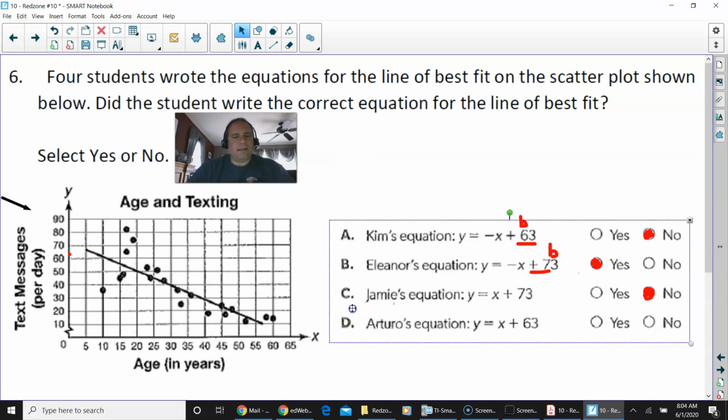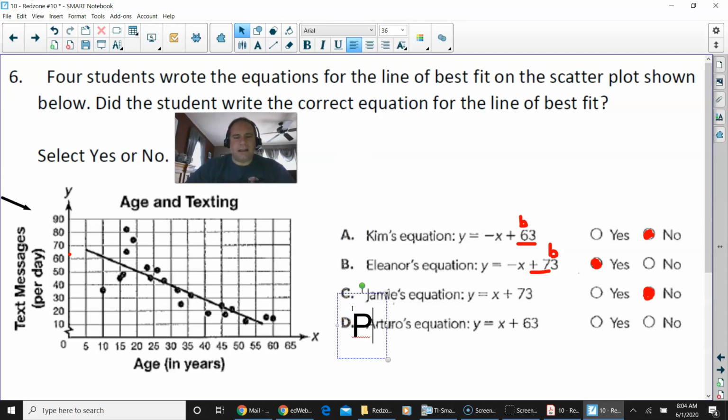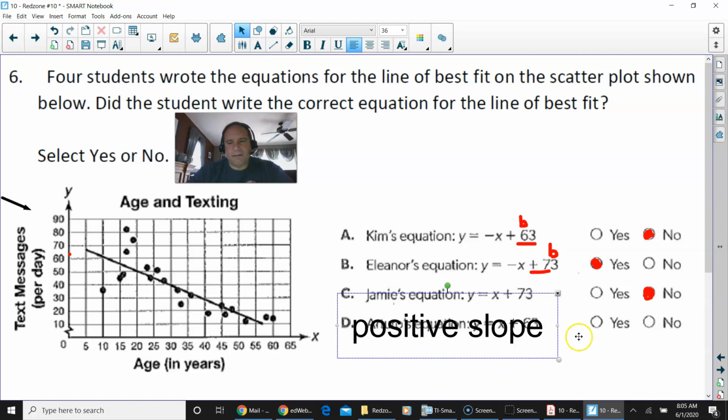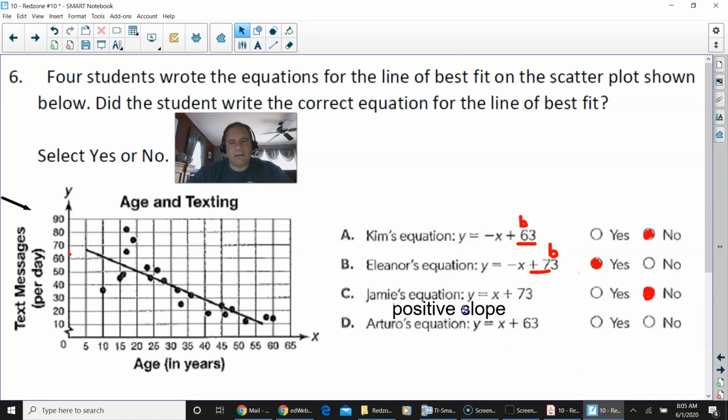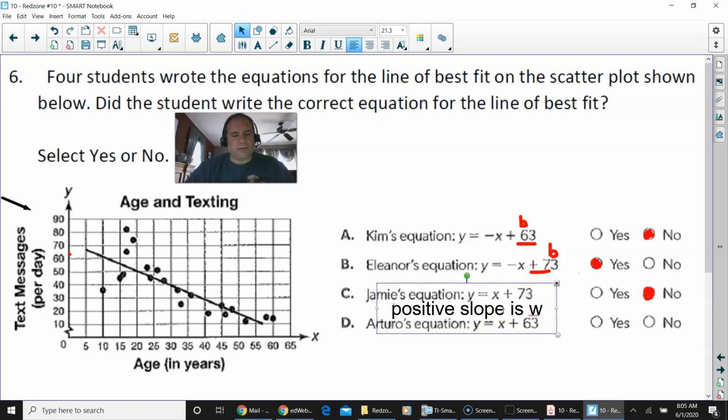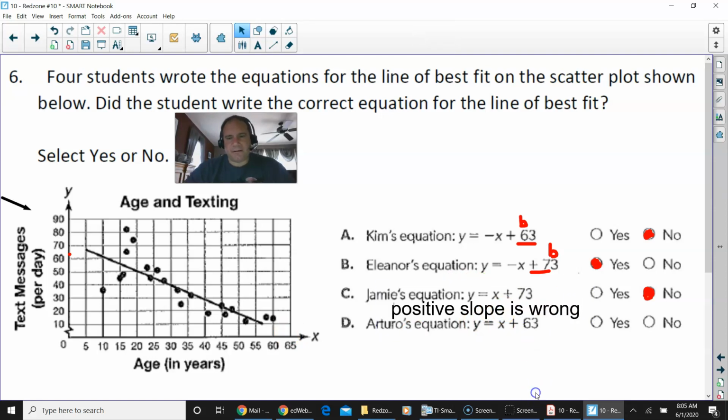Yep, so that does not have a positive slope. Right? So you can't have a positive slope for a trend line in this scatter plot that's going down from left to right. So positive slope is wrong for Jamie's equation, and that's why she's wrong.